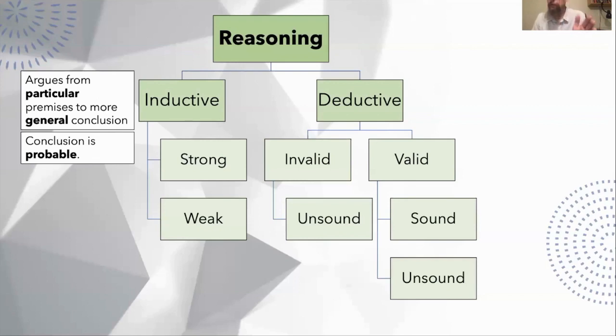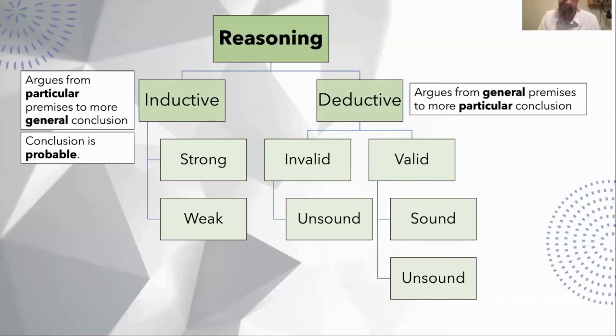All right, if that's not helpful yet, let's compare inductive reasoning with deductive. Deductive reasoning argues from general premises. Remember that the premises are your reasons for something. Argues from general premises to a more particular conclusion. So if you look back to inductive, you see a swap of two words, right? Inductive argues from particular premises to a general conclusion. Deductive argues from general premises to a more particular conclusion.